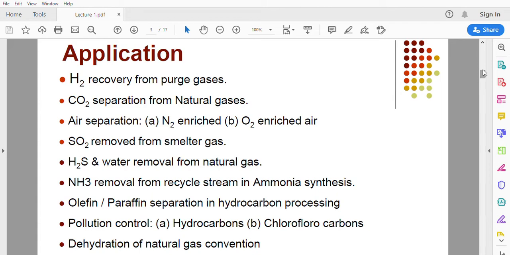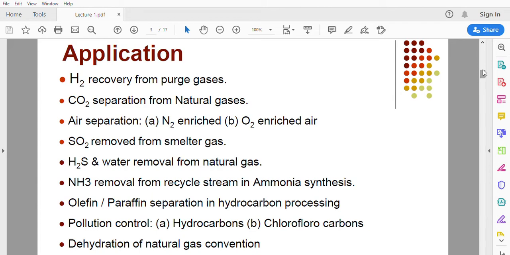Third, the most useful application of membrane based process is air separation, in terms of a nitrogen enriched environment and an oxygen enriched environment. The most important application of this process is providing oxygen in hospitals. When any patient requires oxygen, it does not require 100% pure oxygen. In hospitals we generally use 35% oxygen for the patients.